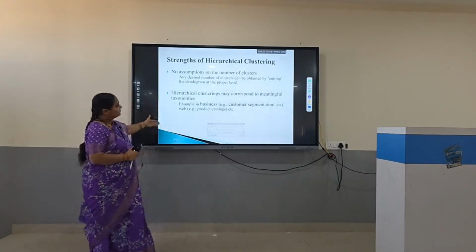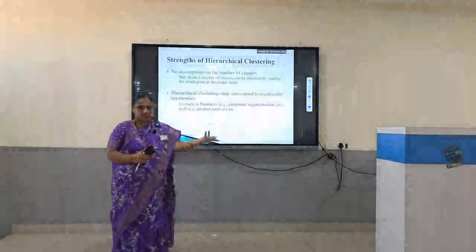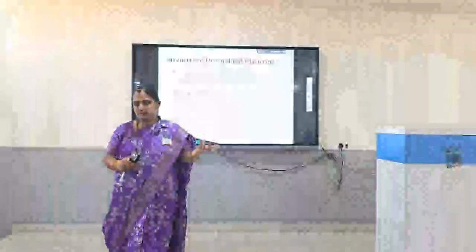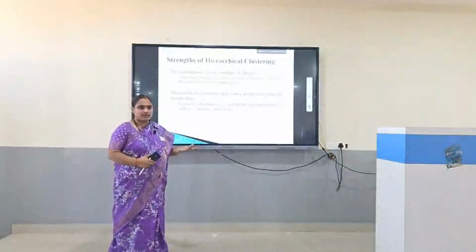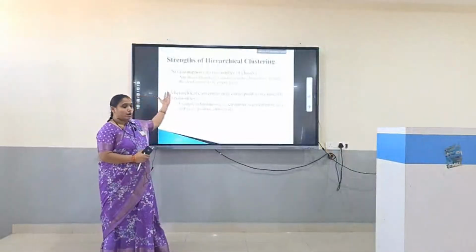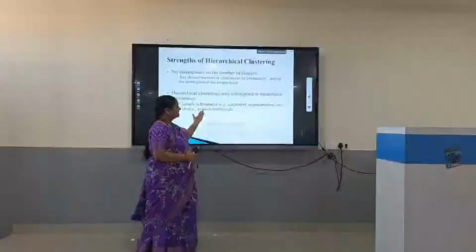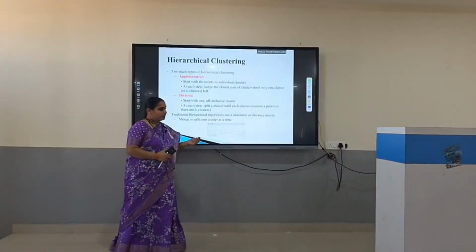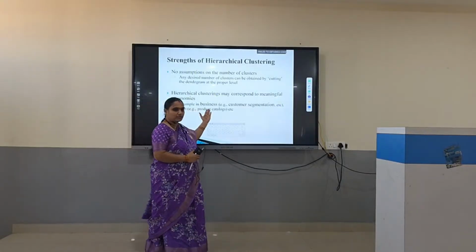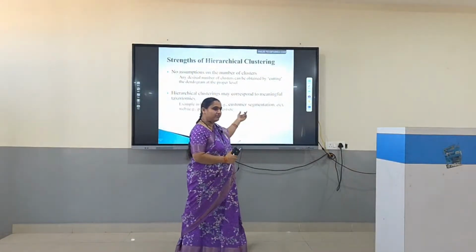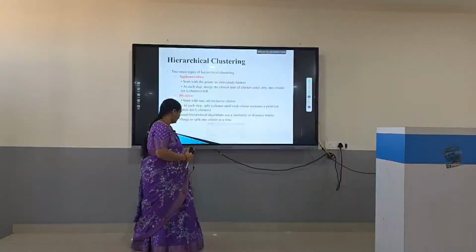Here are the main strengths and weaknesses. Strength: no assumption on the number of clusters. What I said, K is not needed. That is the main strength whenever we go to agglomerative clustering. So there is no need to decide how many clusters we need to divide. Next, hierarchical clustering corresponds to meaningful taxonomies. That means whenever we divide the data, as we saw previously in the applications, it will divide how you need it, into segmentation. This is one example you can see.